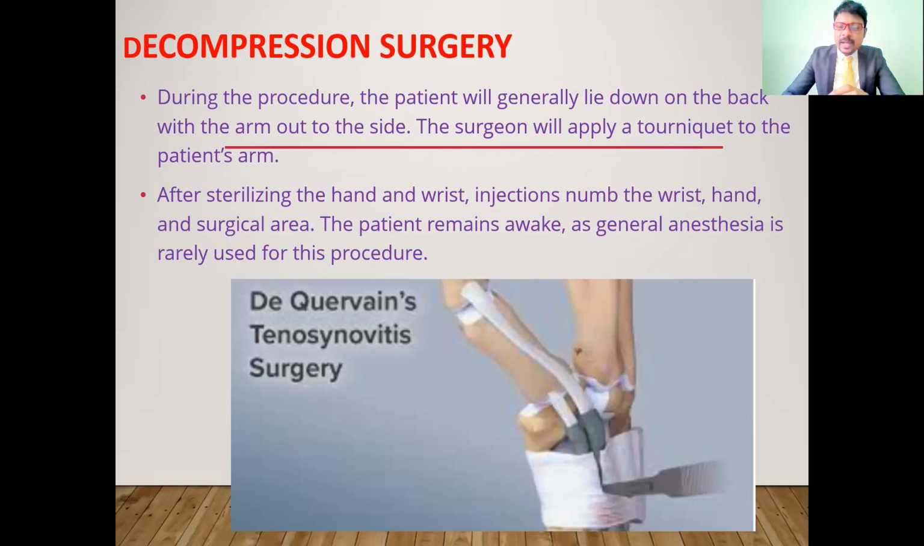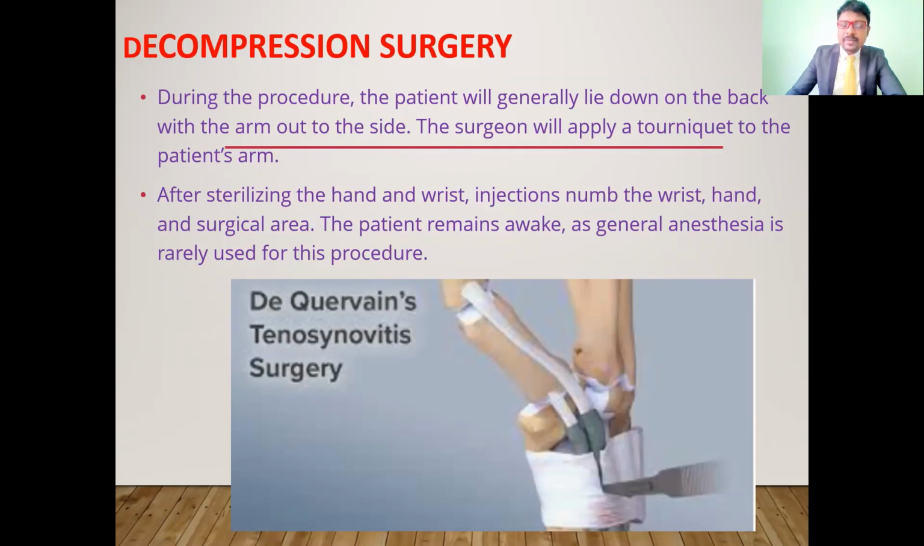So after patient positioning and sterilization, the hand and wrist are injected to numb the wrist. After the injection, the wrist and hand will be numb at the surgical area. The patient remains awake, and general anesthesia is rarely used for this procedure. Most probably a local anesthesia is used, which means the patient is awake and knows what the surgeon is doing.